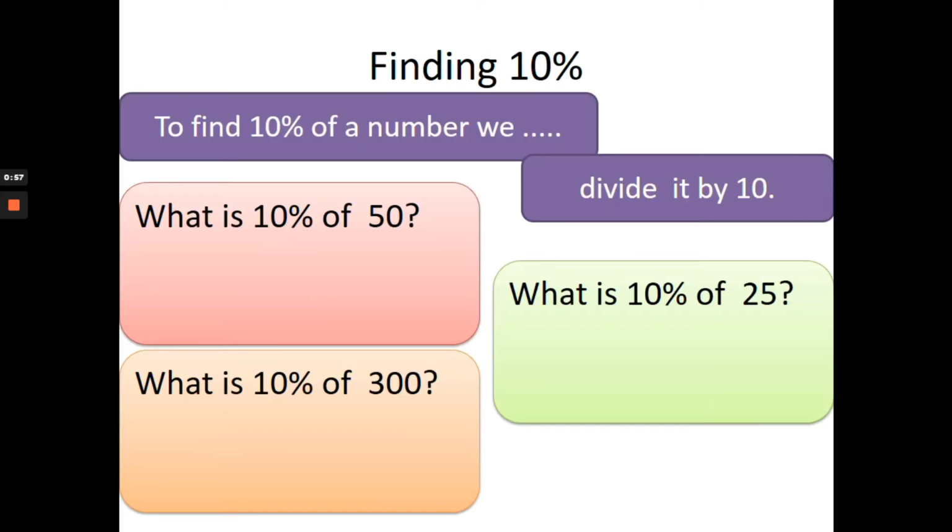Okay, well done. We're going to get straight into it on finding a percentage of an amount. And we're going to start off with 10%. So how do you find 10%? It's very simple. All you have to do is divide it by 10 or move the decimal place back.